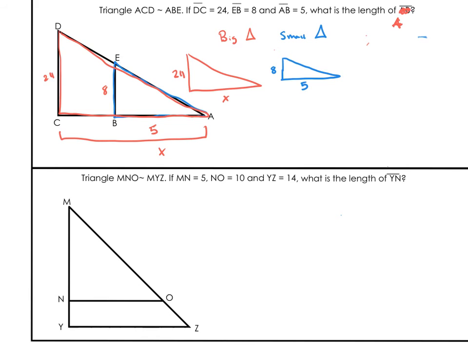Now we just set up our proportion. 24 is to 8 as X is to 5. When we go 24 times 5, we should get 120, which is equal to 8x. Divide both sides by 8. And we get, let's see, 15 is equal to x. So AC equals 15. Dope. Yeah, and that's it. Let's do one more problem just to make sure we got it, right?